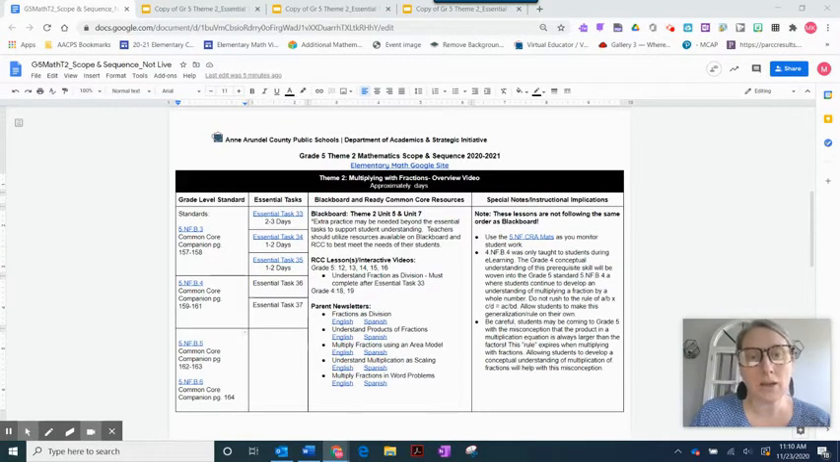This topic was traditionally in Blackboard Theme 2, Unit 5, and Theme 2, Unit 7, these first three essential tasks coming from Theme 2, Unit 5. So what we did here is we really took all those multiplication with fraction standards and put them all together. So we're going to dive in. We're just going to look at these first three essential tasks to get started.